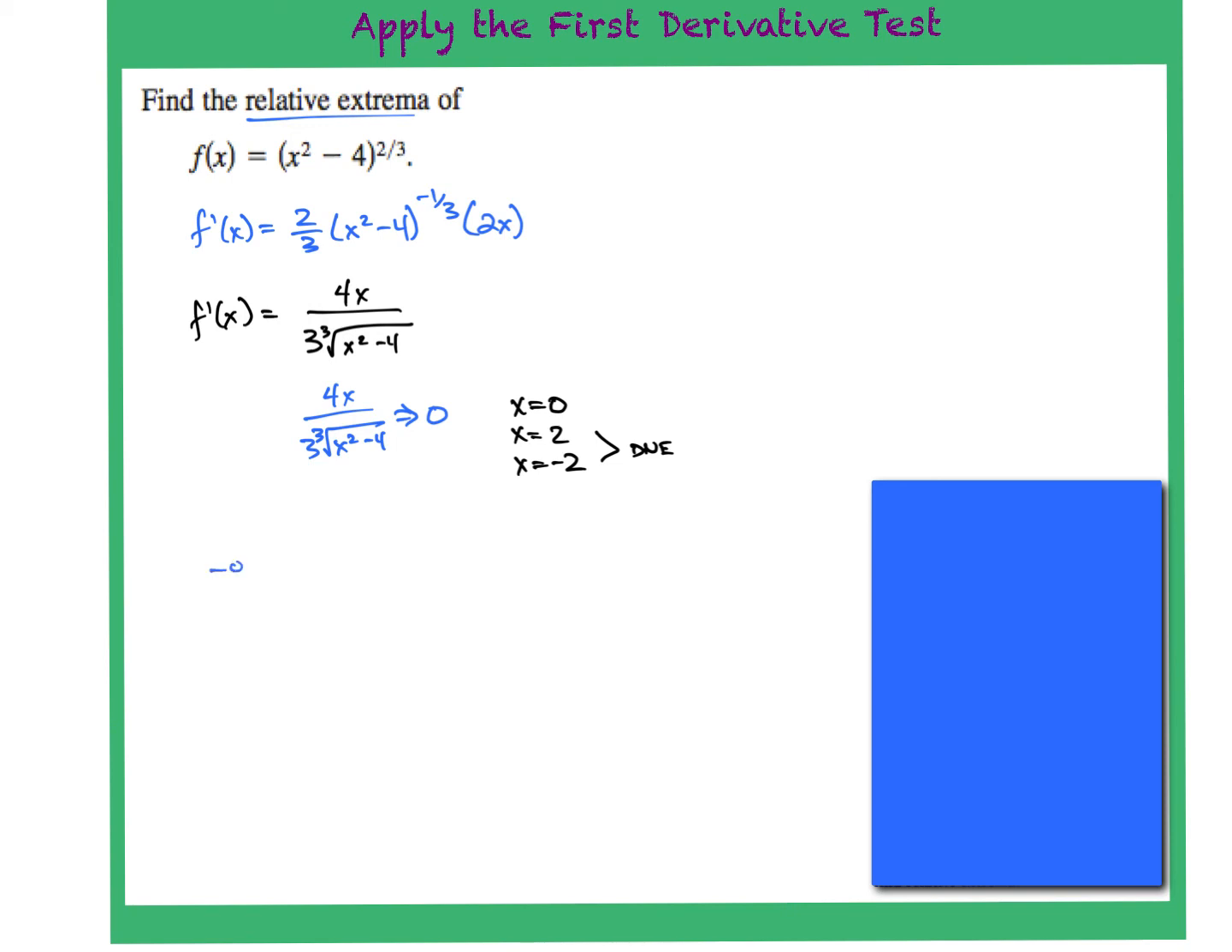So I'd have negative infinity to what? Negative 2. And then negative 2 to 0. And then 0 to 2. And then 2 to infinity. All right. All right, let's pick something. What we got? Negative 3.